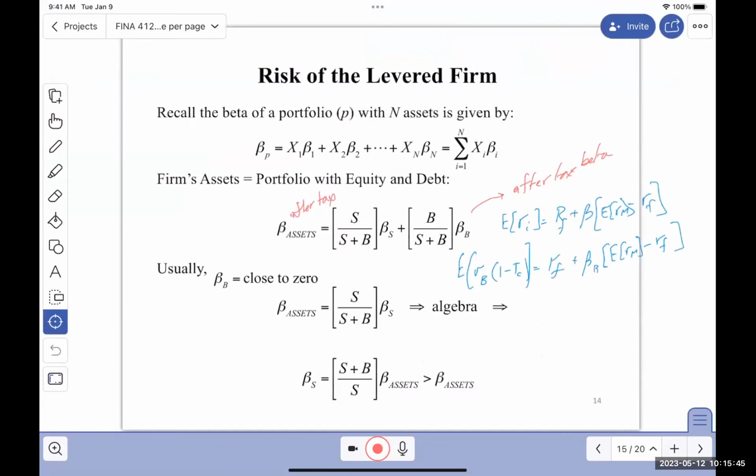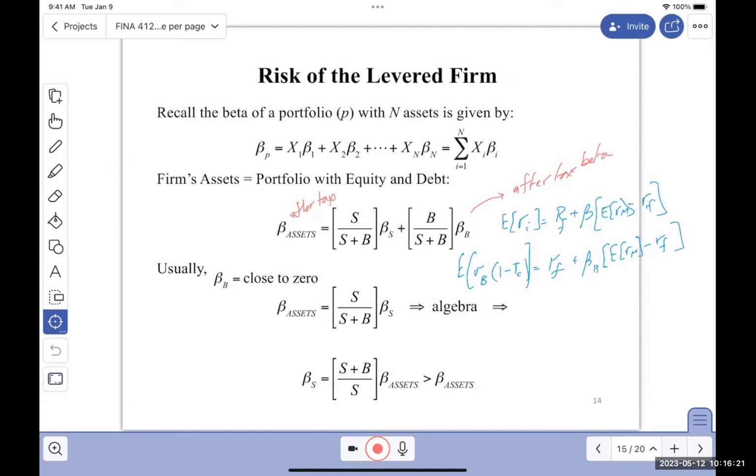So if the beta of debt is close to 0, what does that say? Let's just make it 0, the extreme. And then looking at this, the beta of equity, the risk on stock is higher than the risk on assets because the debt brings it down. So the return to debt brings down the average return, the weighted average cost of capital.